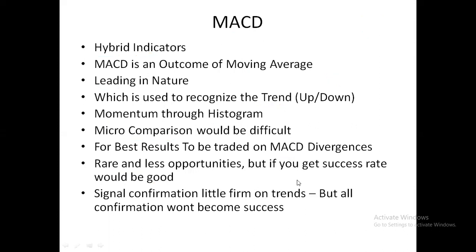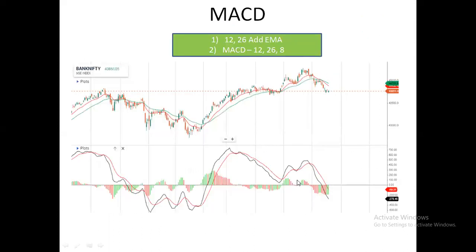Let's have a look at this in detail. The MACD setup: what exactly do we need to do for this setup? First, you need to do the moving average because it is derived from the moving average. Just take an EMA with 12 and 26. This is the standard setup for the MACD. You can refer to the book. I'll put it in the description.